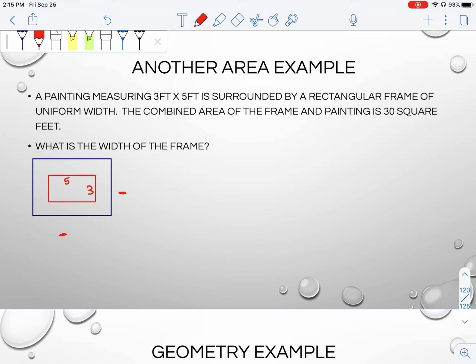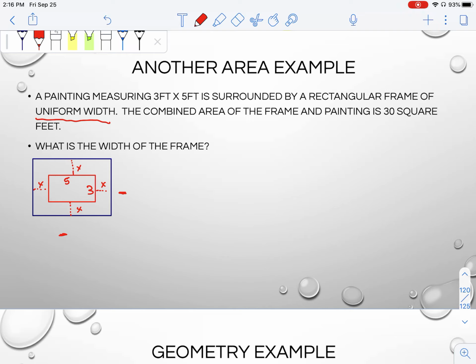What we don't know is how wide this frame is all the way around. Now the frame is of uniform width, so it's not going to be 3 feet on one side and 2 feet on the other. It's going to be the same all the way around.